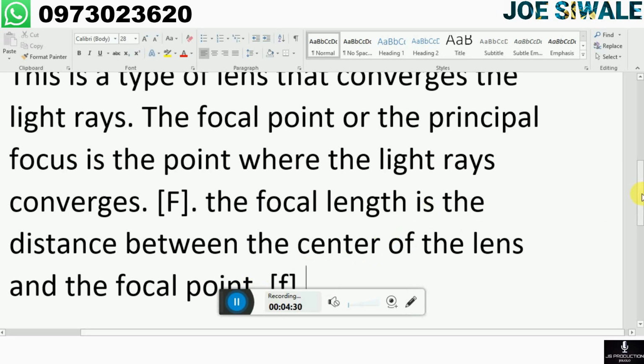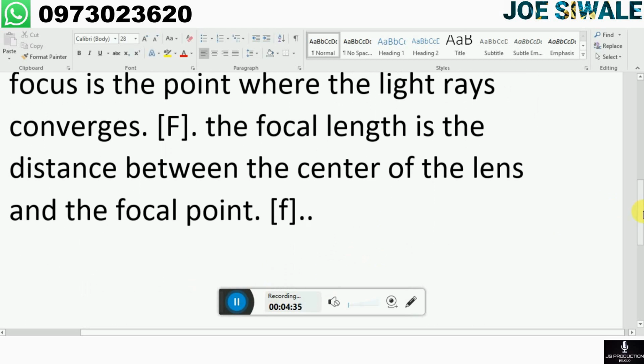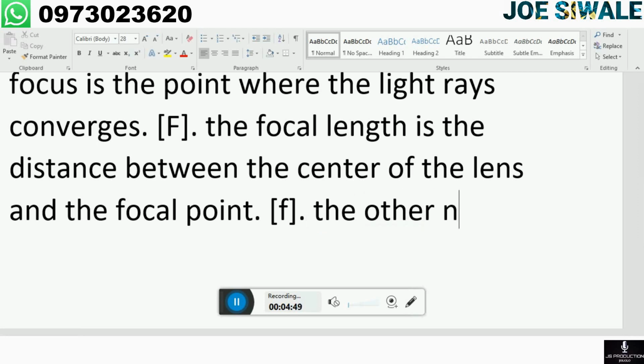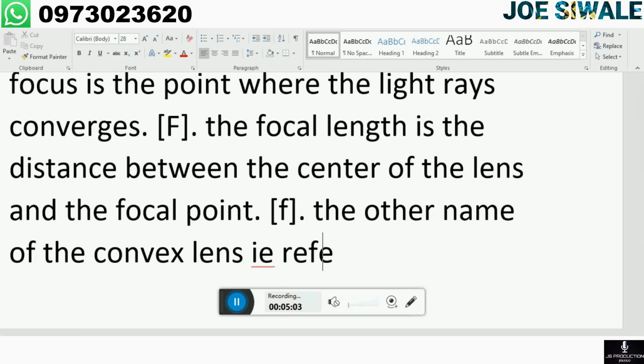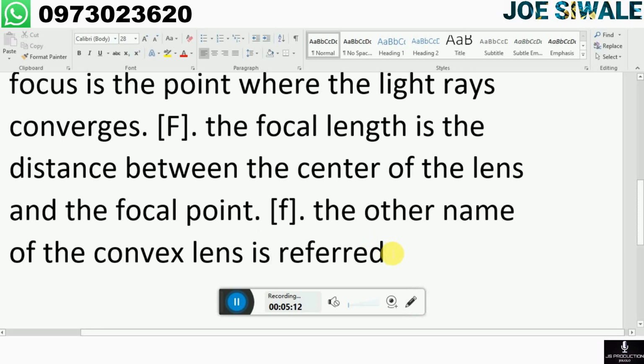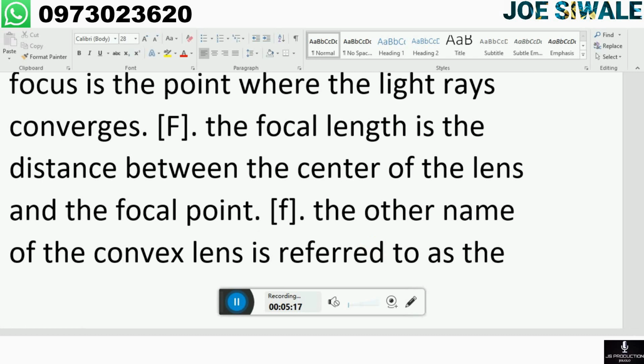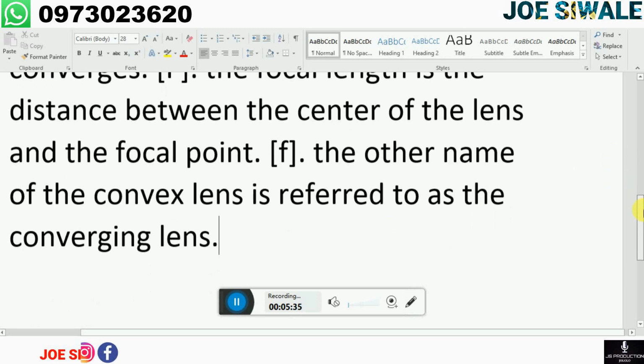So these are some of the points that you need to know on the convex lens. You also need to know that the convex lens is referred to as a converging lens. So that's the other name. So these are the points that you need to know on the convex lens. I hope that's clear. Let us proceed.